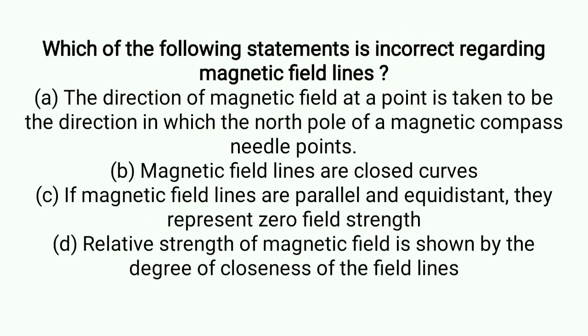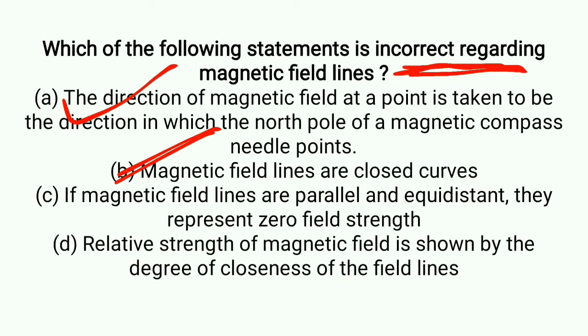Which of the following statements is incorrect regarding magnetic field lines? Option A, the direction of magnetic field at a point is taken to be the direction in which the north pole of a magnetic compass needle points. So it is the correct statement. Option B, magnetic field lines are closed curves. Yes, they are closed curves.